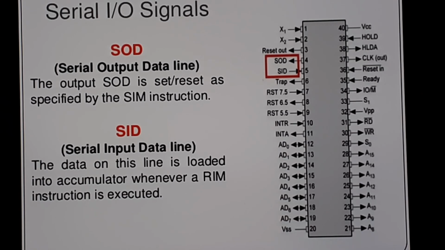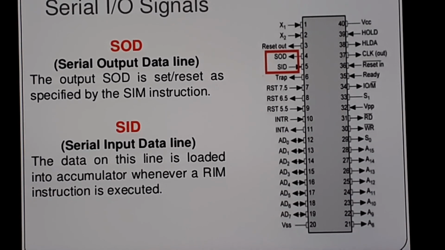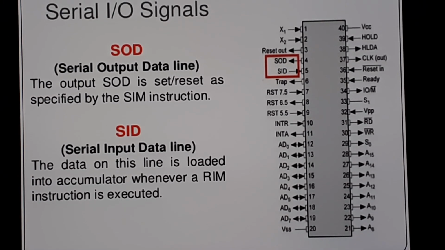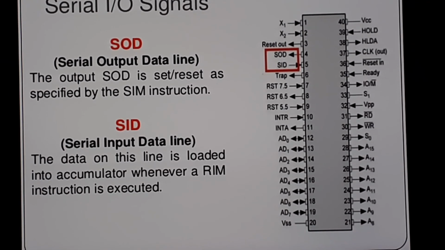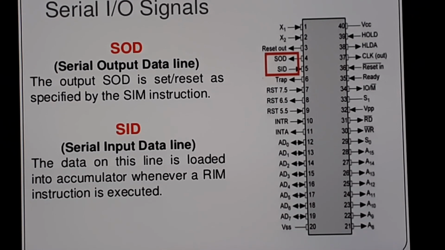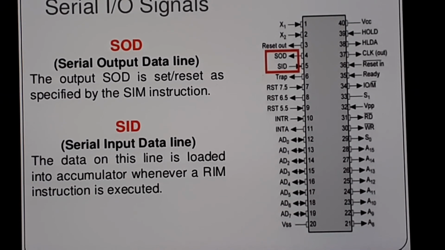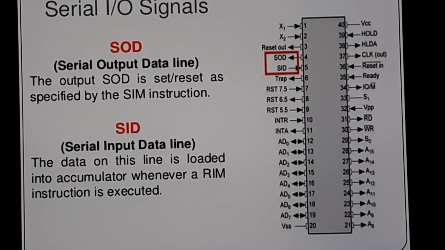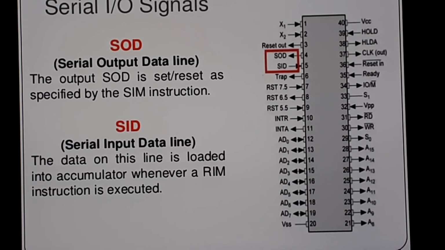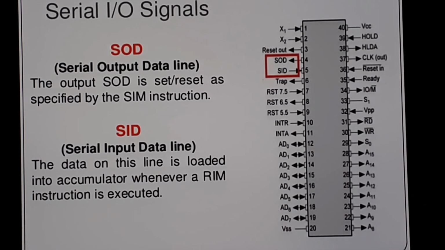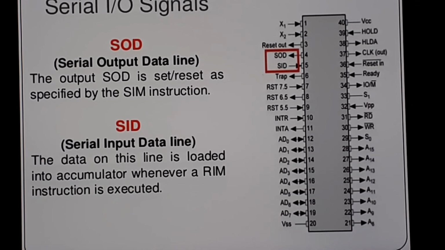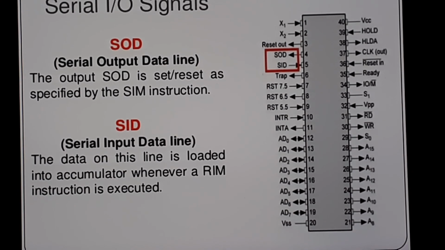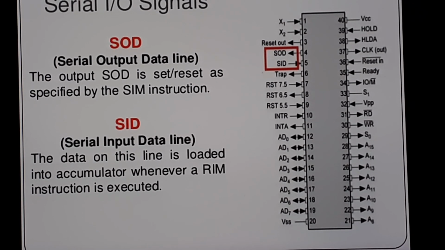And SOD stands for serial output data, and the data on this line is loaded into the accumulator whenever a SIM instruction is executed. You can copy the same explanation; the only thing is that on the SOD pin you will write the SIM instruction, and on the SID pin you will write the RIM instruction. Two points: first, serial input data, serial output data; and second, the data on this line is loaded into the accumulator only when the RIM instruction is executed, and for SOD you will write that the SIM instruction is executed.